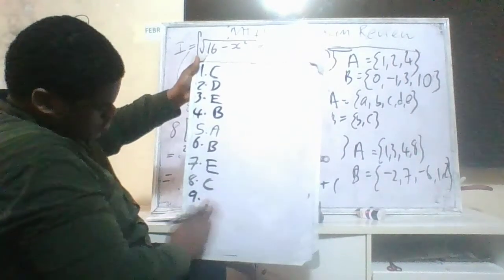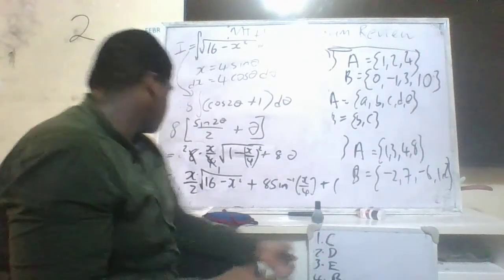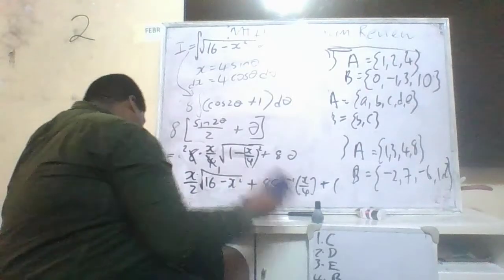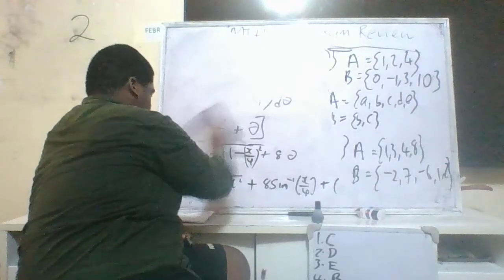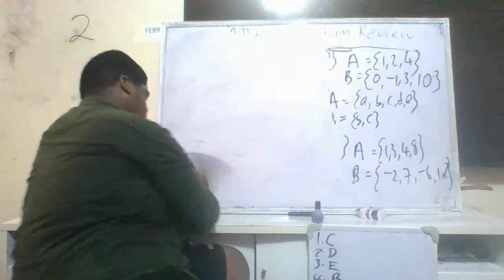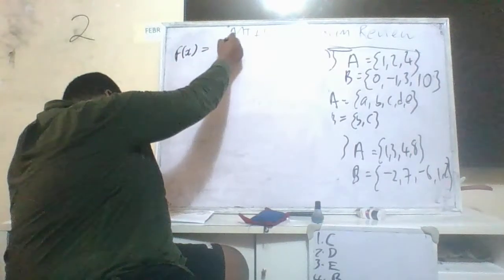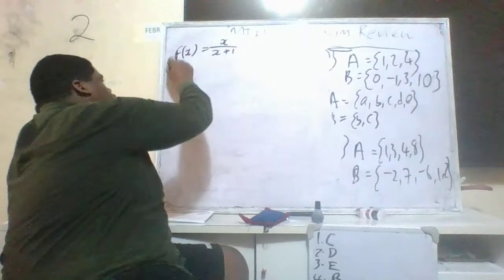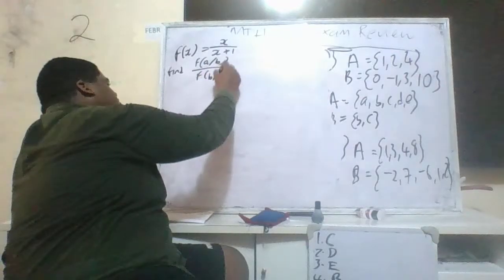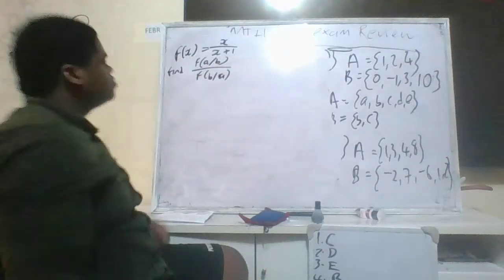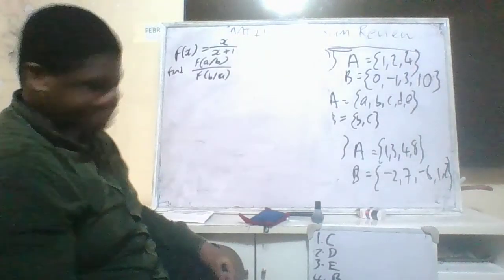Yes. So let's go to question 10 now. Question 10 says if f of x is equal to x divided by x plus 1, we should find f of a over b divided by f of b over a. Good. So now the first thing we should do is to find f of a over b, then find f of b over a, and divide them by each other.